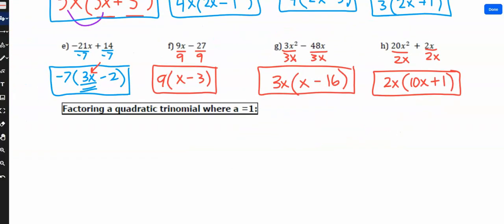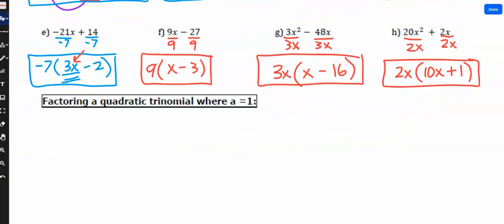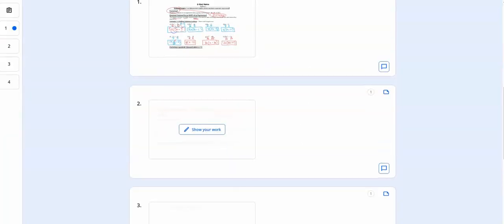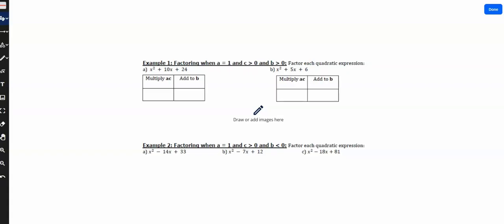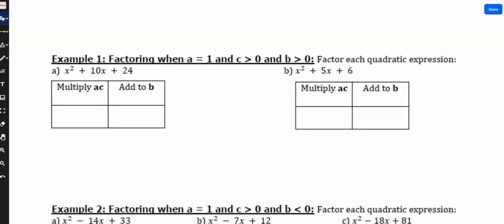All right. Factoring a quadratic trinomial where a equals 1. That's next on our list. That probably goes with the next slide, to be honest. Yep, that's the title of the next slide. It accidentally got put on the last slide. Oh well.